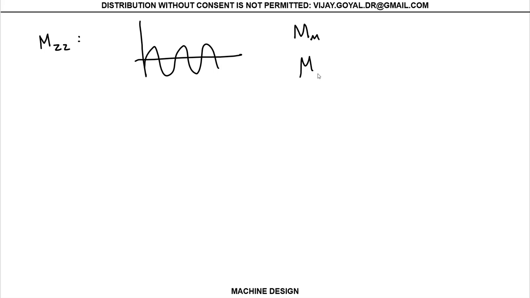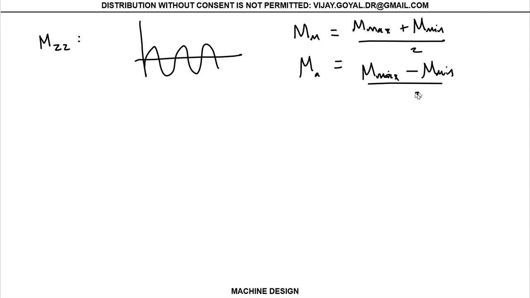Then you repeat the same problem for your bending moment. You will say, let me put MZZ. For your bending moment, again, you can have maybe a different loading sequence, but you will find your M alternate and your M mean. This is M maximum plus M minimum divided by 2. This is M maximum minus M minimum divided by 2.